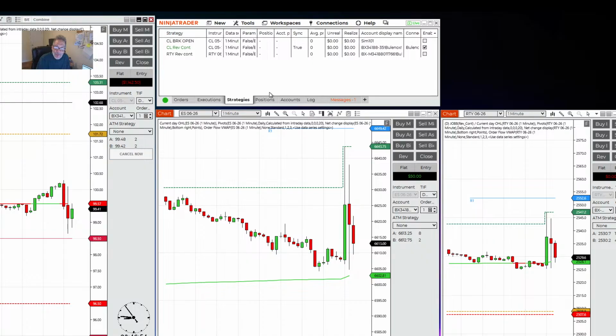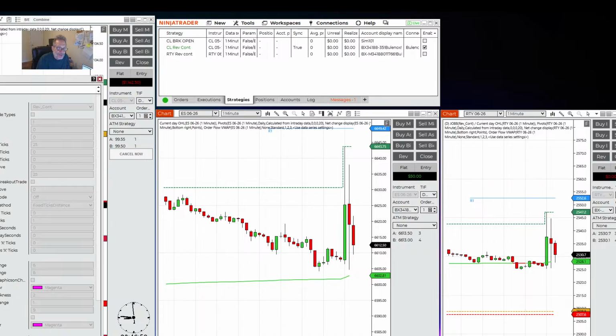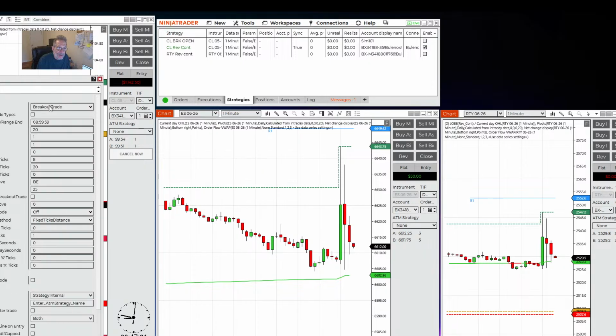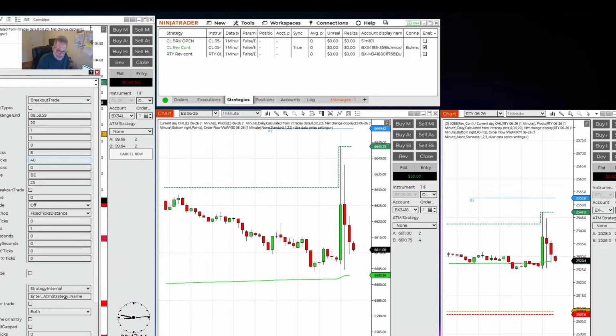See what would have happened if you jumped into a short? We're going to put our time back to the correct time on the breakout. 8:59:59, bracket of 20. Targets of 8. We'll go for a bigger second target. We could get a big move in this market. 40 on the second target.